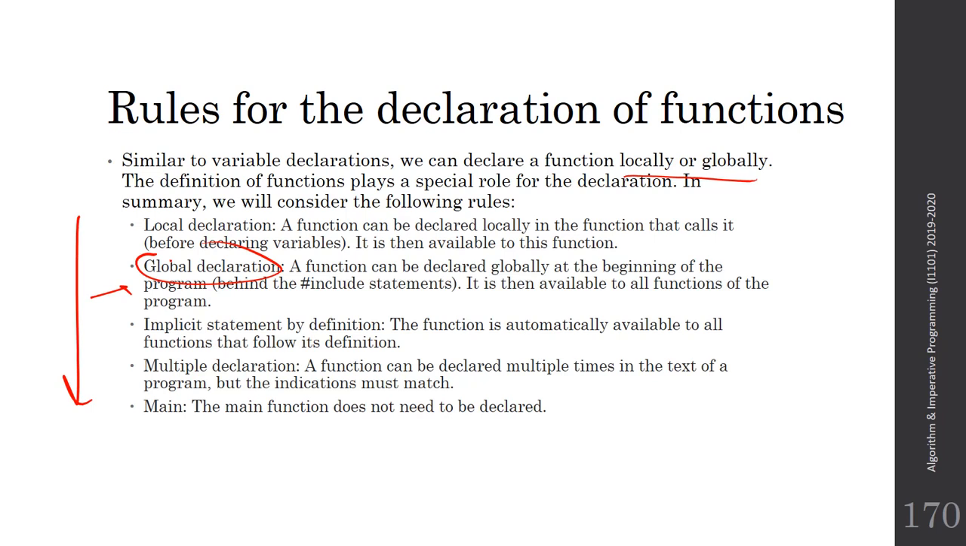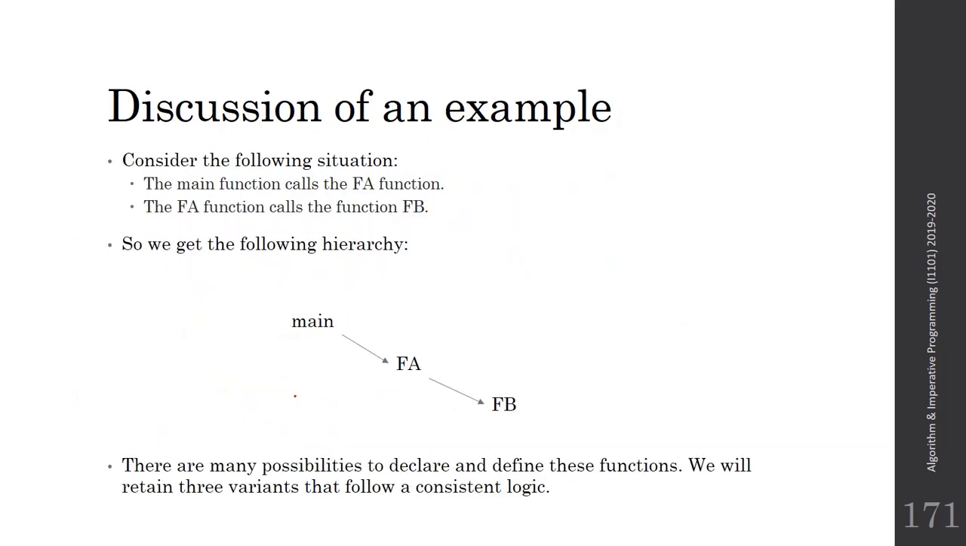And we have multiple declarations. A function can be declared multiple times in the text of a program, but the declarations must match. For example, I can write the same prototype in multiple functions. However, I should define it just one time. And one rule: main doesn't need to be declared, because every program should start from main and end in main. So we will consider this hierarchy.